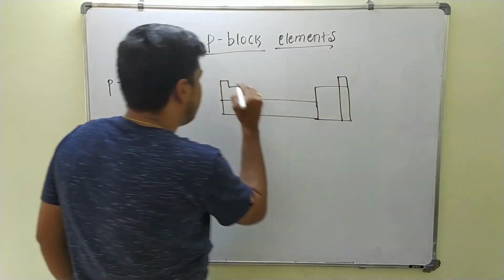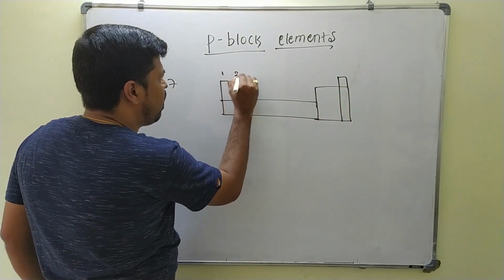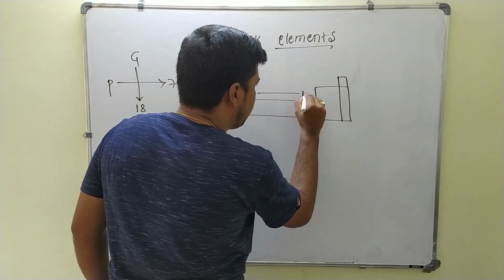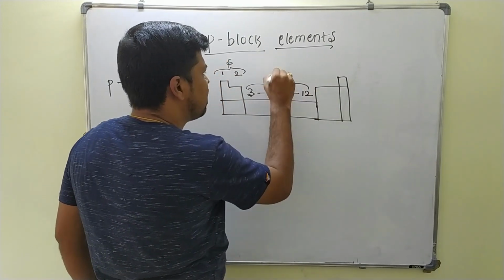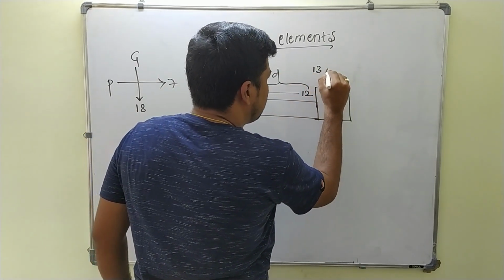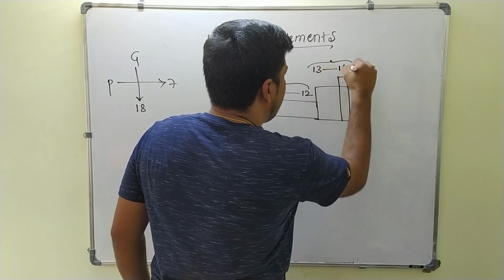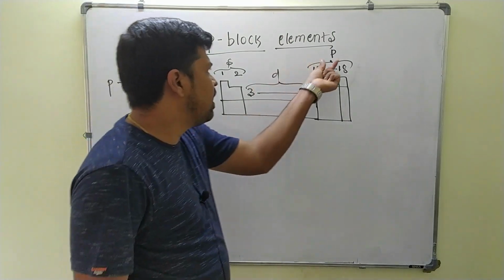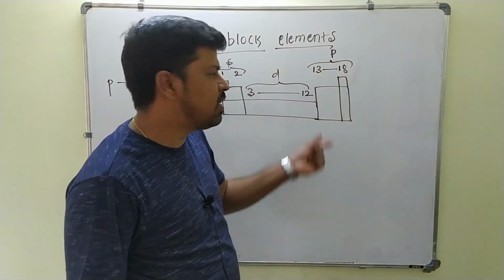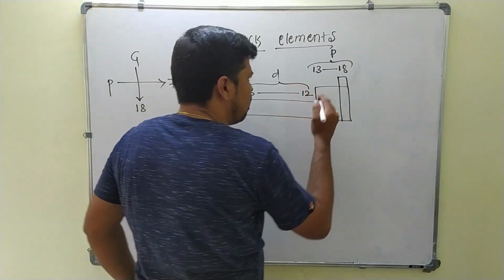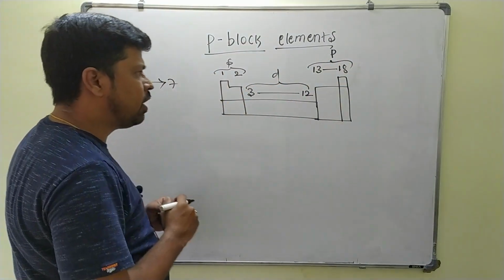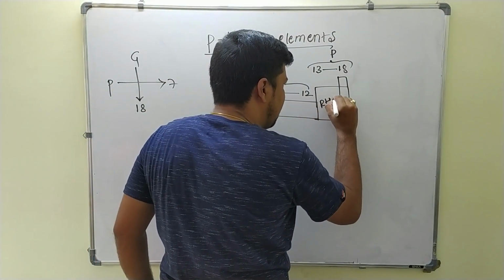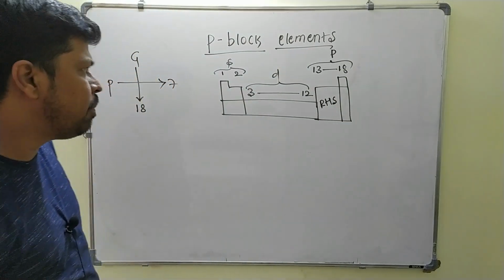So we know that there are 18 groups. Group 1 and 2 elements are called S block elements, groups 3 to 12 are called D block elements, and groups 13 to 18 are called P block elements. So the P block is made up of group 13 to 18 elements. They are placed at the extreme right of the periodic table, that is, on the right hand side of the periodic table.